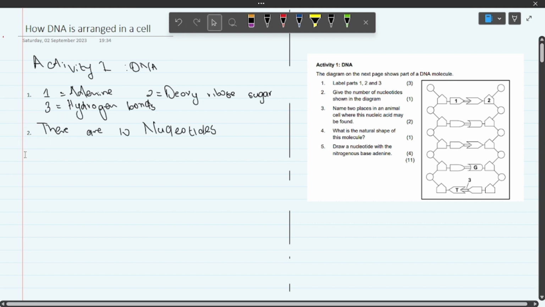So number 3. Question number 3 says, name 2 places in an animal cell where this nucleic acid can be found.